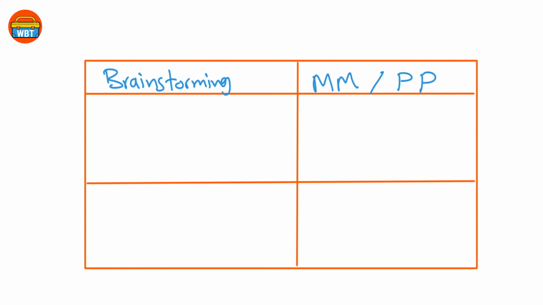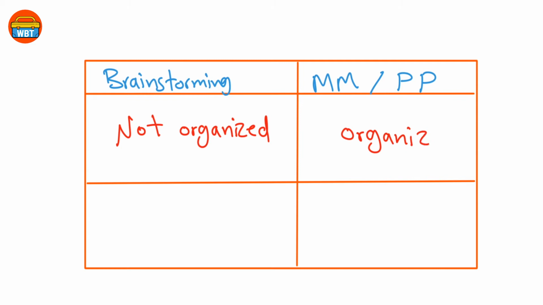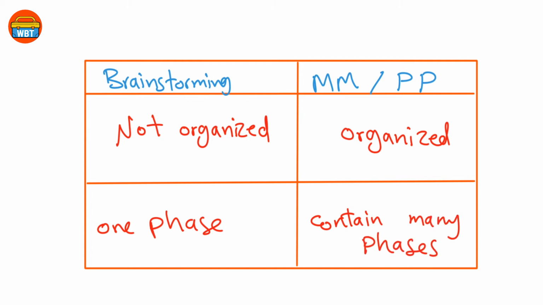The first one is that brainstorming, as we discussed, is about free flow of ideas without filtering or organizing in a structured format, while both mind mapping and project planning are about organizing ideas as per sequence or priority in an organized format. The second distinction is that brainstorming is a subset of mind mapping and project planning. It's just one phase of the whole process.